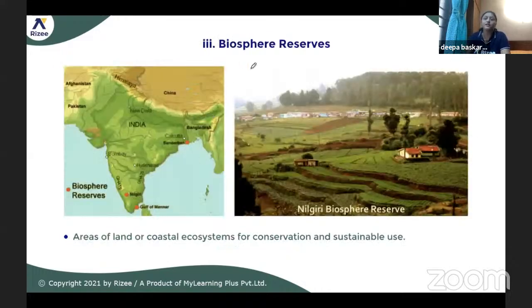The third one is Biosphere Reserves. A biosphere reserve is an area of land or coastal ecosystem for conservation and sustainable use. Here also human activities are allowed, but only to some extent. As such, in the environment, the coastal areas and other ecosystems are present by nature, and we are conserving them in their existence itself. That is called Biosphere Reserves.